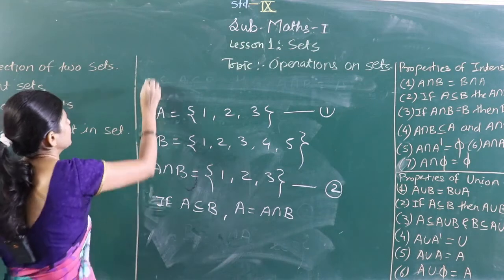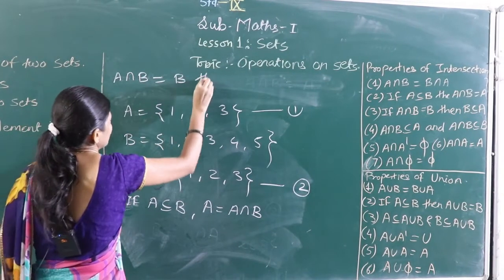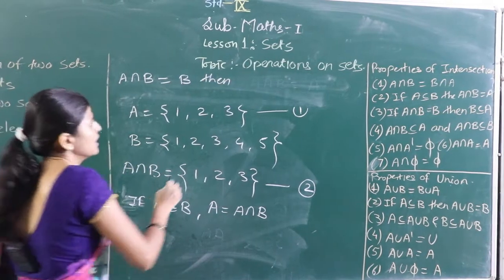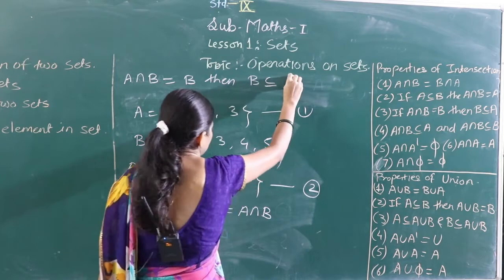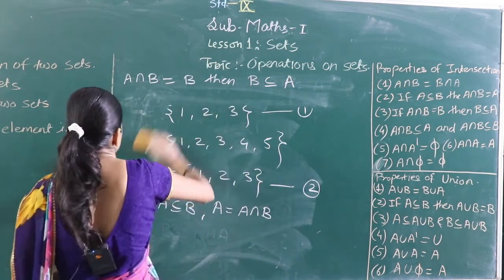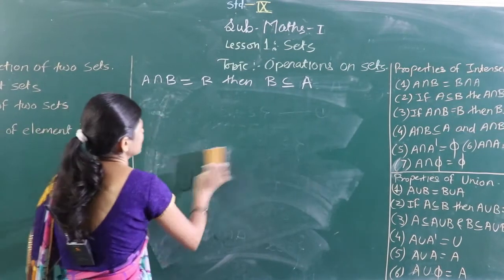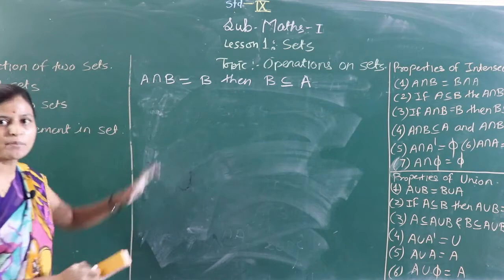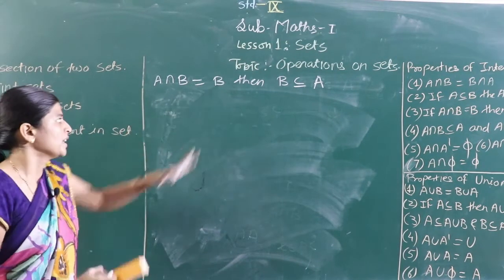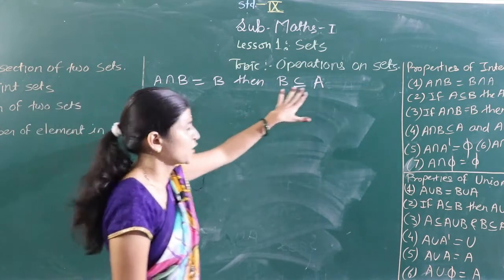Third property is A intersection B equal to B; the converse of the second property, that is, if A intersection B equals B, then B is a subset of A. Again we prove this property by example. A intersection B is nothing but B. If A intersection B equals B, then B is a subset of A.